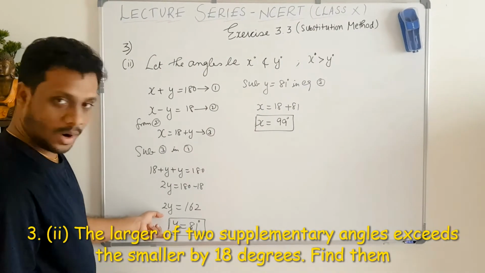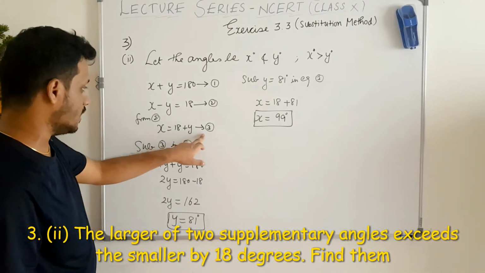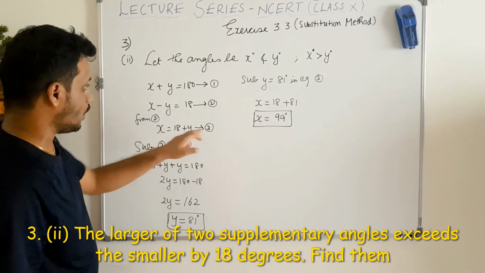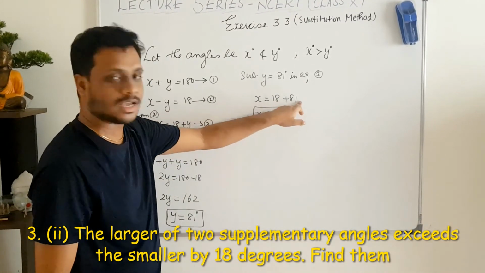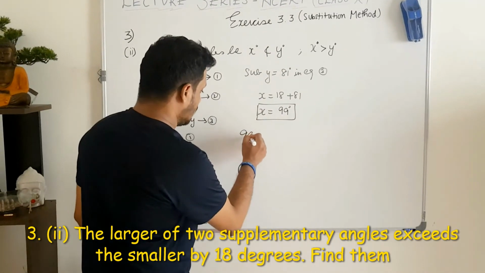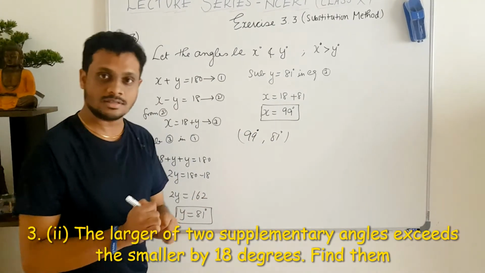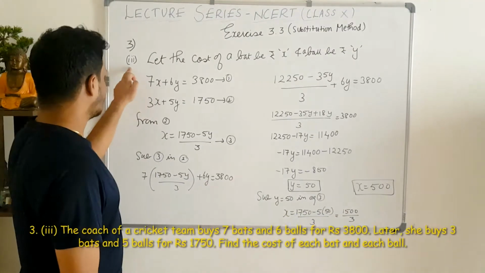So after obtaining one angle as 81 degrees, I substitute this y equal to 81 degrees in the third equation. So when I substitute in the third equation, I get x is equal to 18 plus 81. So x would be 99 degrees. So the angles are 99 degrees and 81 degrees. So these are the combination of the angles that is given to us. The third question.